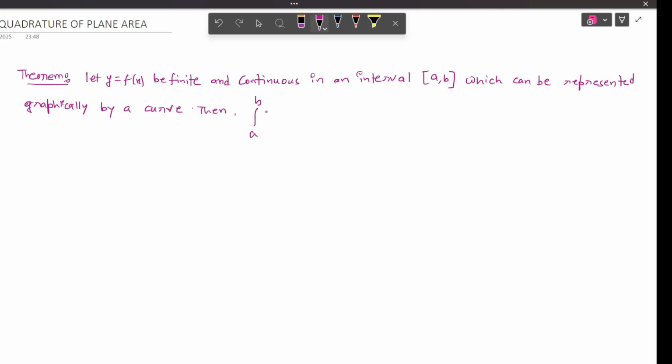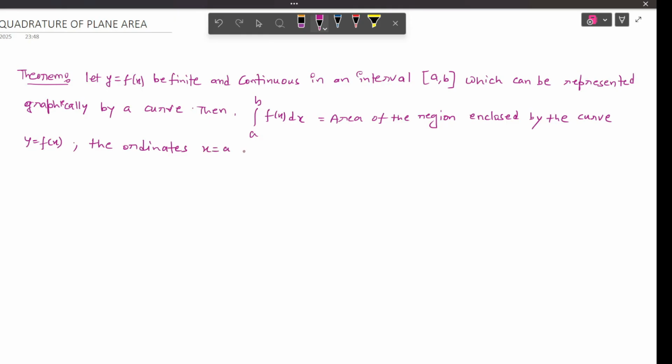integration a to b f of x dx is the area of the region enclosed by the curve y equals f of x, the ordinates x equals a, x equals b, and the x-axis.